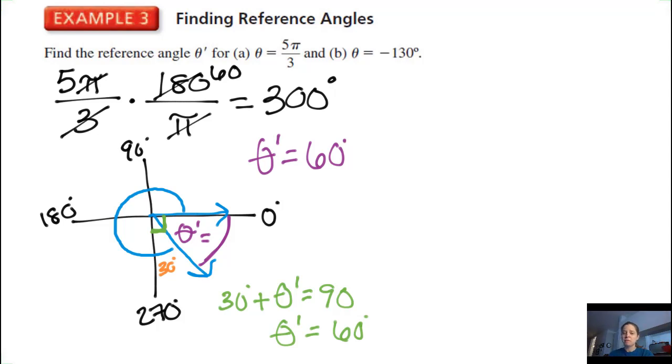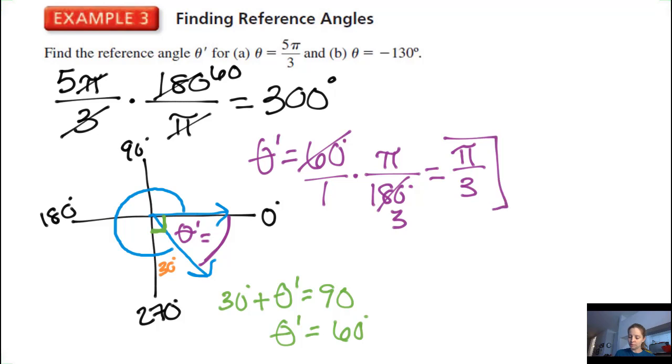Unfortunately, I'm not done because they gave me the angle measure in radians, so I should give the answer back in radians. To convert from degrees to radians, I multiply by pi over 180 degrees. I can put 60 over 1. This is really 3, and I have pi over 3. So theta prime is pi over 3.